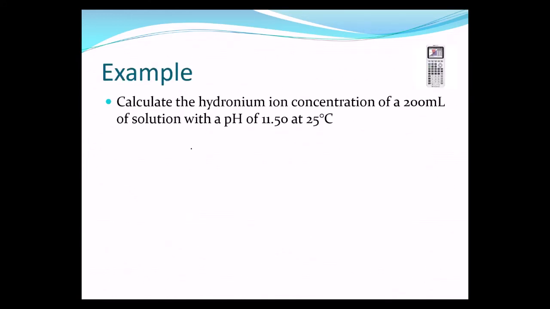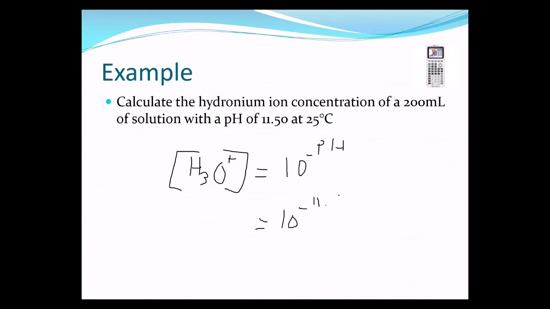So let's do another example. So let's use our formula. So to find H3O+, we would go 10 to the negative pH. Right? So on my calculator, I go 10 to the negative 11.50. So remember, you can go second log, and then I'll go 10 to the, and then negative 11.5, and the answer is 3.16227 times 10 to the negative 12.